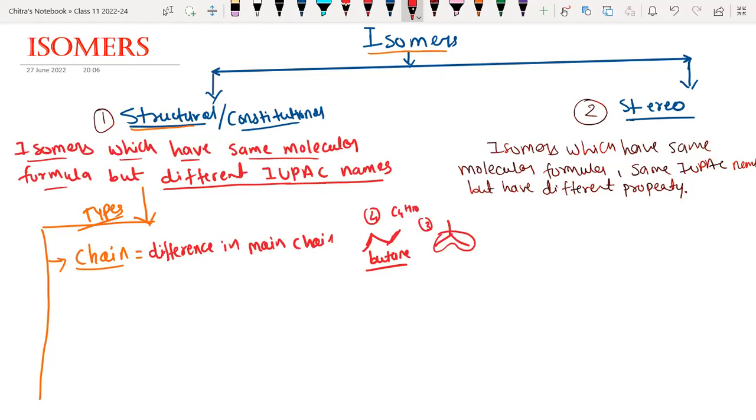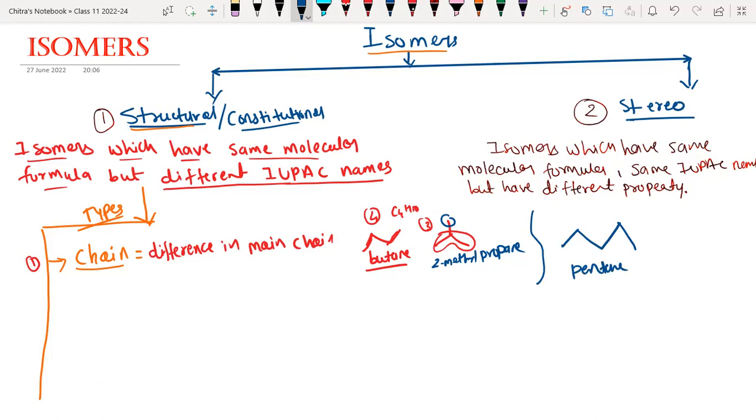The second one is isobutane, because we had a chain of 4. In IUPAC name, it is 2-methyl propane. The methyl group is present on the second carbon atom, so it is called iso. If you want one more example, I'm taking one more example here: 1, 2, 3, 4, and 5. So it is pentane.